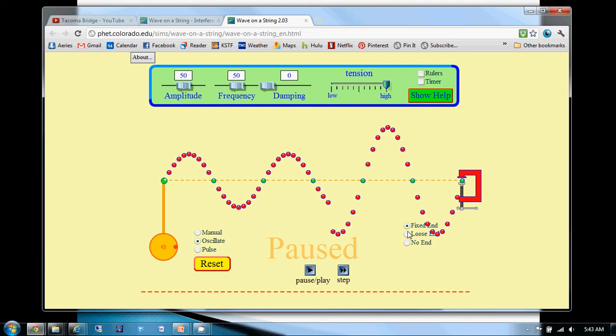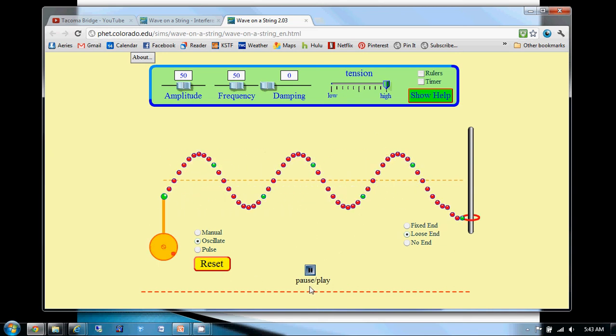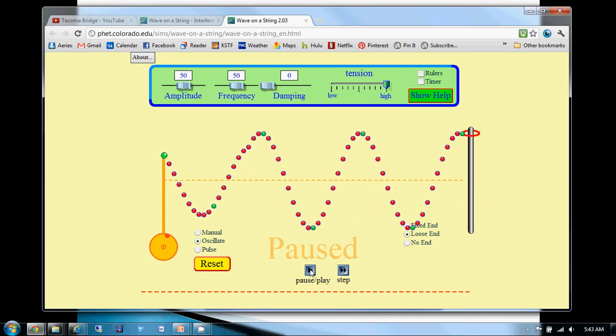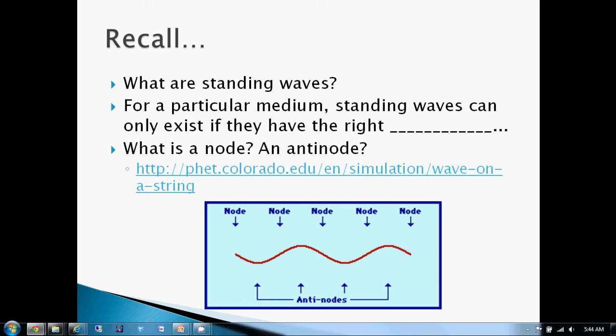Now, if on the other hand we have a loose open end where the particles are allowed to oscillate freely, then what happens is as it reflects and interferes back and forth, we always end up with an antinode at the end where there's maximum oscillation here. So that's a key idea for us to understand before we head into harmonics: if we have a fixed end that we're reflecting off of, then we're always going to have a node at that location. And if we have a loose end, we're always going to have an antinode with maximum displacement.